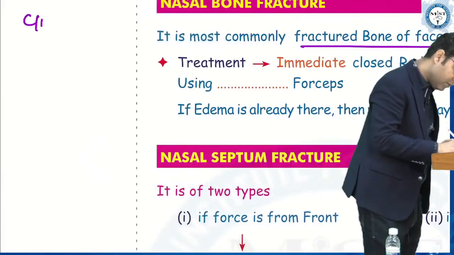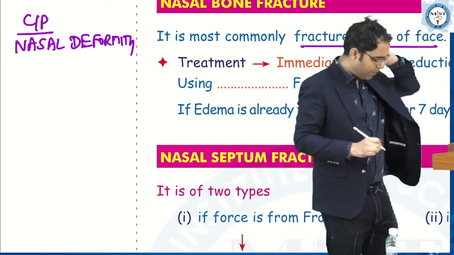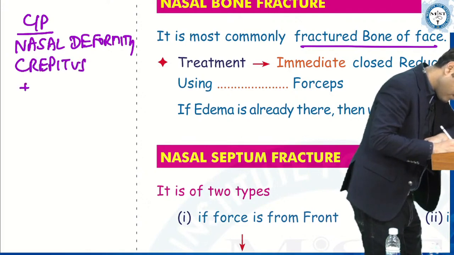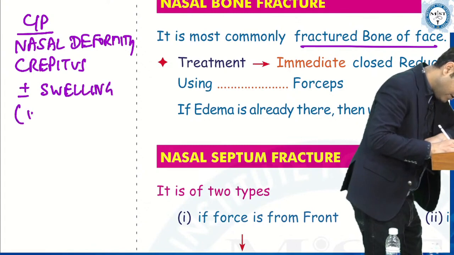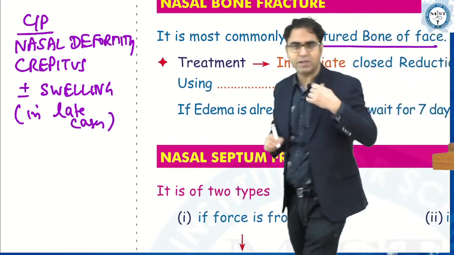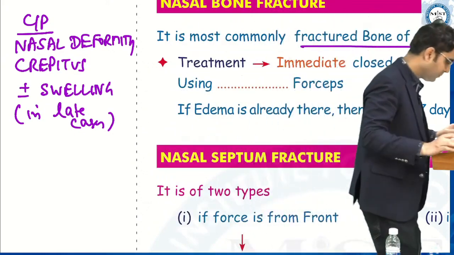Clinical picture. Nasal deformity, crepitus, plus minus swelling, in the bracket, in late cases. If the patient comes the next day, then swelling also. So the patient has nasal deformity, crepitus, plus minus swelling in the late cases, beta.